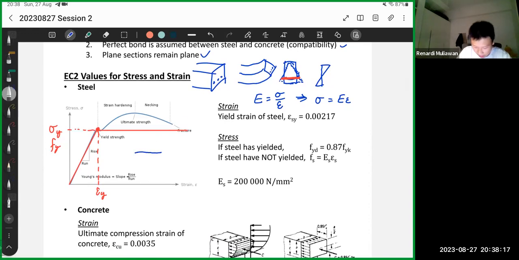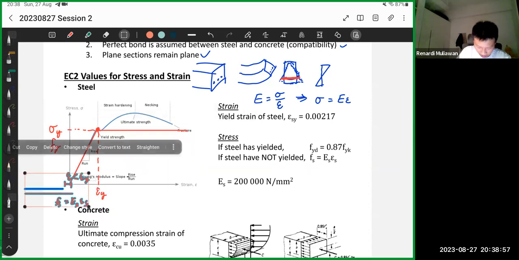Let's say you start with a steel like this much, and then you pull it. If you pull it this much, and this difference is less than the yield strain, then the stress is still proportional. So if it's less than the yield strain, the stress goes back to this. The stress of steel is just the Young modulus of steel multiplied by its strain. So that's for this section.